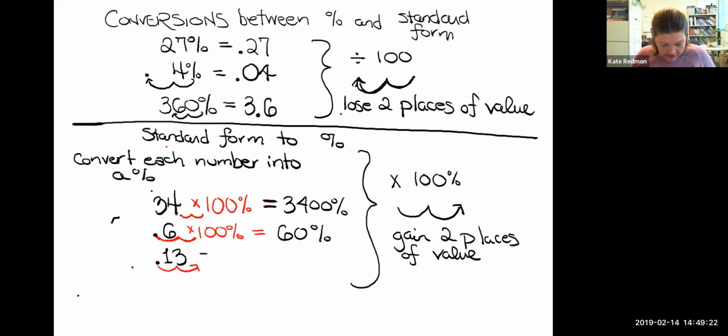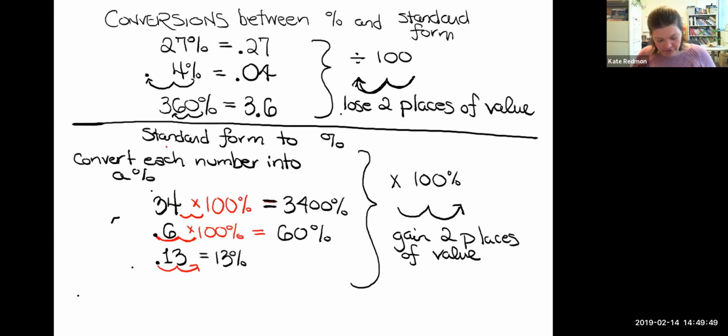And I highly suggest that if you're trying to memorize this, you memorize it as gaining or losing value, not left or right. Because students who just memorize left or right give me nonsense answers, mix up when it's left and when it's right, and give me funky answers, okay? So 0.13 is the same as 13%. I'm just taking this exact same skill and applying it backwards.